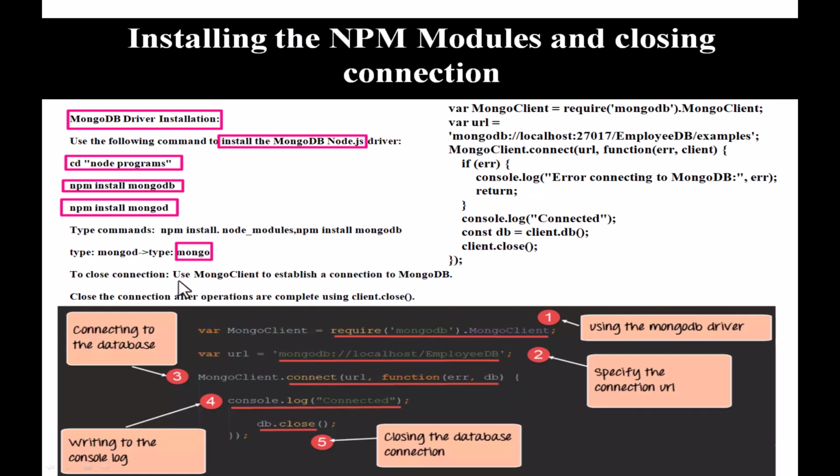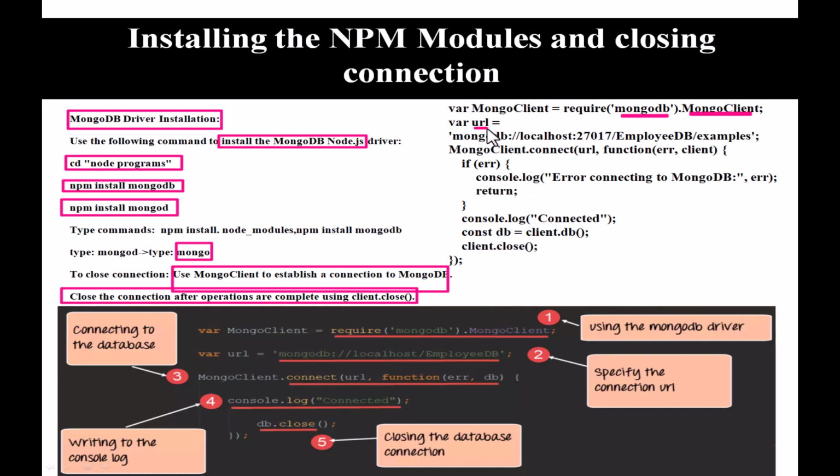To close the connection, use MongoDB client to establish the connection with MongoDB. Next, close the connection if the operations are completed. Here we have an example, where client = Mongo, require MongoDB. What is the database you are using? MySQL or MongoDB? You are using MongoDB, so here you are using Mongo client.